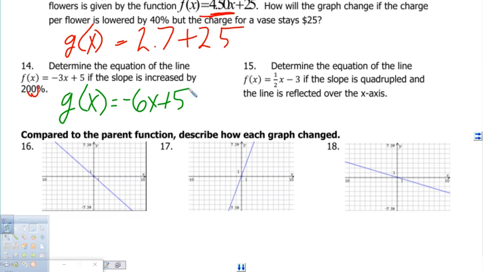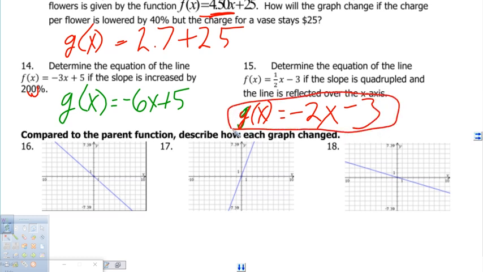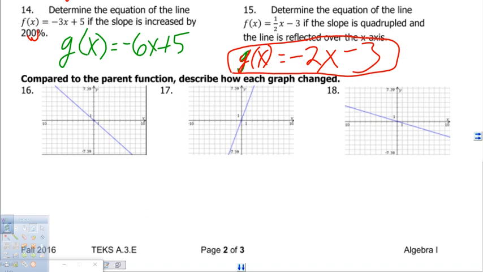Okay, now it says to determine the equation of the line f of x equals 1/2 x minus 3 if the slope is quadrupled and the line is reflected over the x-axis. So that's going to be g of x equals, we know it's going to be negative because it's got a reflection, and we're going to quadruple. So that means times 4. 1/2 times 4 is 2. So negative 2x minus 3. And we're done.